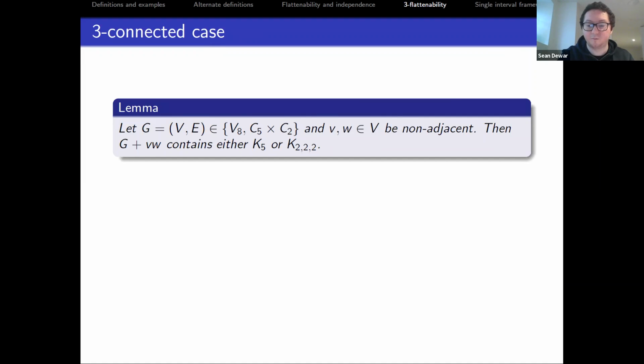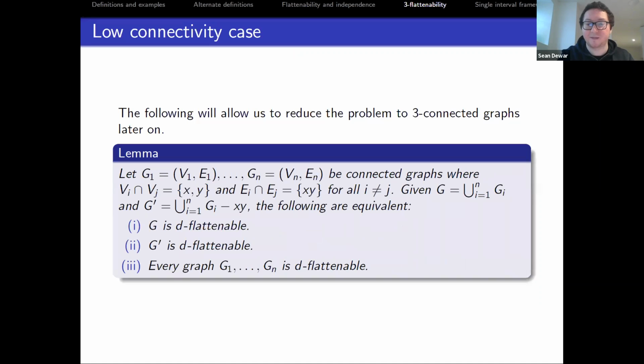Okay. So from this, we basically said that the 1 connected case and the 2 connected case we can ignore. Because if we have a 2 cut, if we have a 1 cut, then it's fairly easy to see that we can just separate this out into 2 graphs and just deal with the flattenability in either of the graphs.